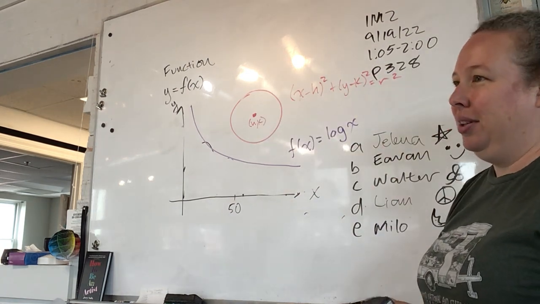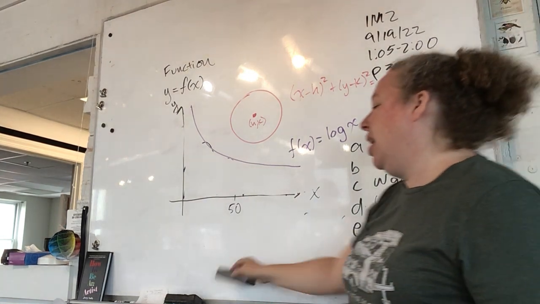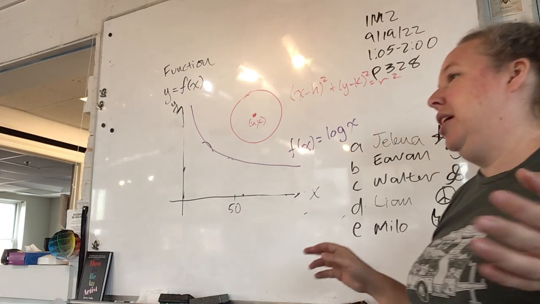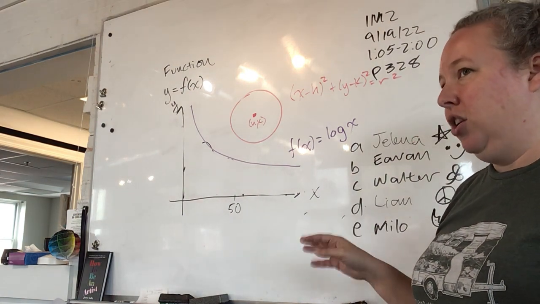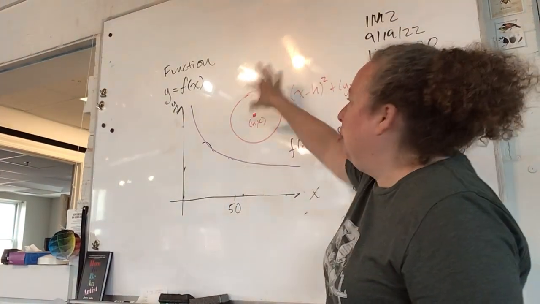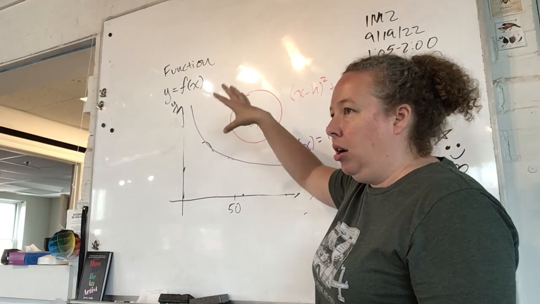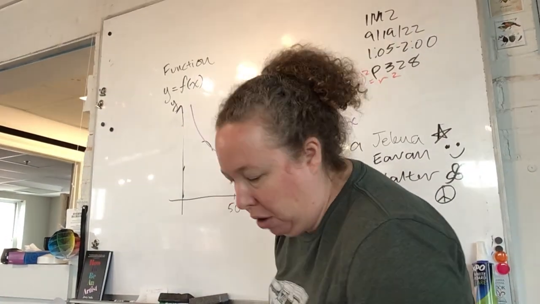Yes, Milo? So why do we need the circle there? Well, because it helps to illustrate this idea that just because something has an equation doesn't mean that it's a function. Okay, let's go ahead and plot this on the same graph as our f of x graph.